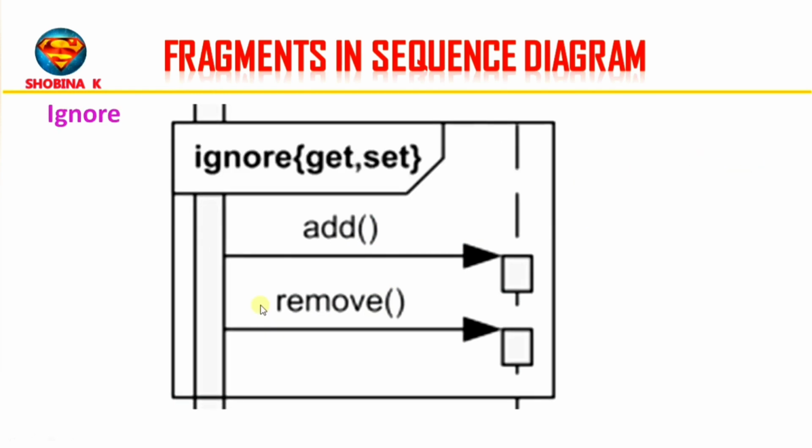The interaction operator ignore defines that there are some messages that are not shown within the combined fragment, and these message types can be considered insignificant. The ignore fragment declares a message to be of no interest if it appears in the current context. And these ignored messages are enclosed in a pair of curly braces. Ignore operation is typically combined with other operations like assert.